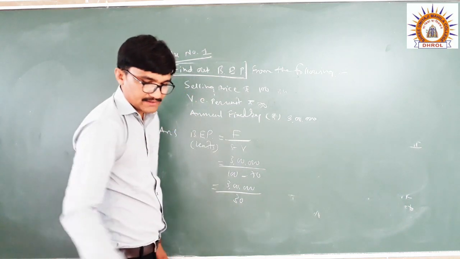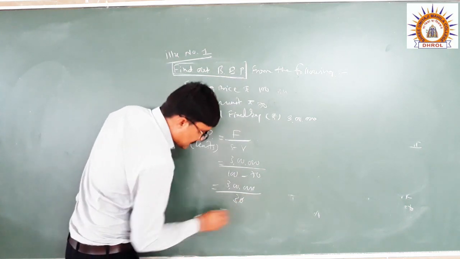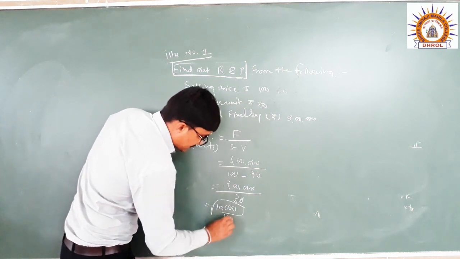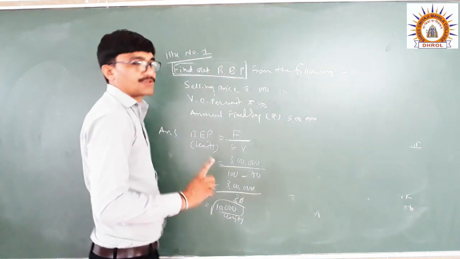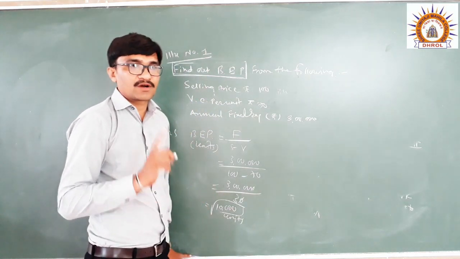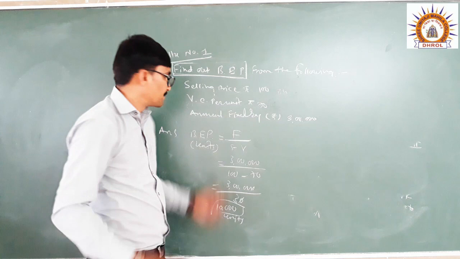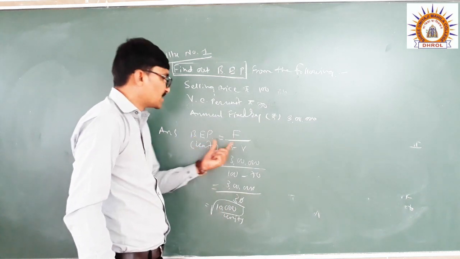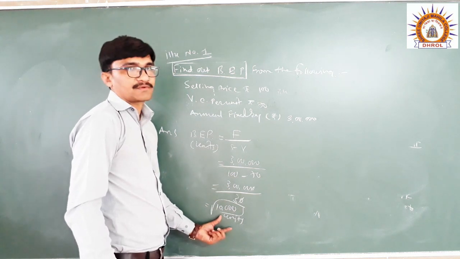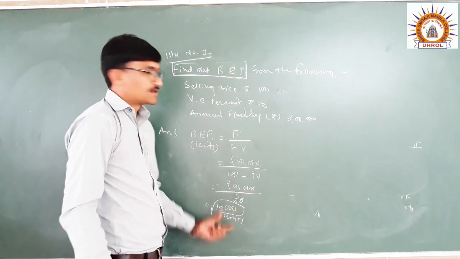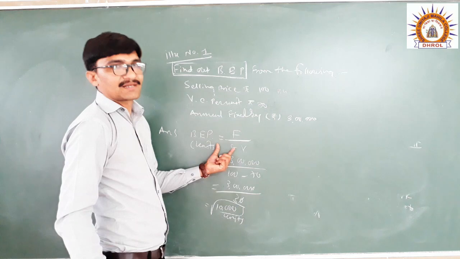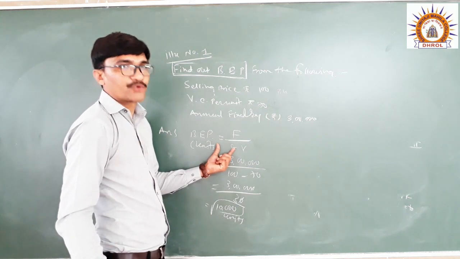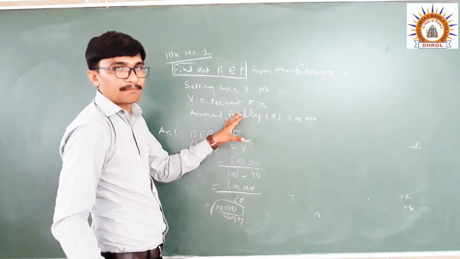So the answer is 10,000. So 10,000 units, not sales, not in terms of rupees. The break-even sales in terms of units is 10,000 units, right? So this is the simple illustration with the formula of break-even point in terms of units, right? It is very simple, right?